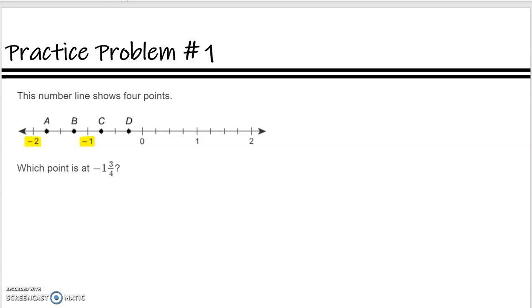We also need to determine how many spaces are between our whole numbers. So 1, 2, 3, 4. That means each tick mark represents a fourth. So B would be -1 and 1/4. The next line would be -1 and 2/4, or -1 1/2. A is going to be -1 and 3/4. Therefore, this is point A.